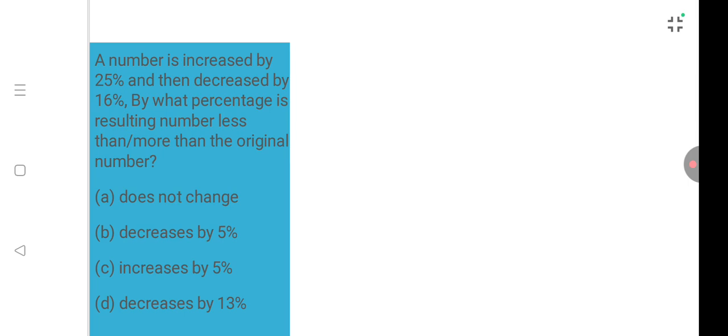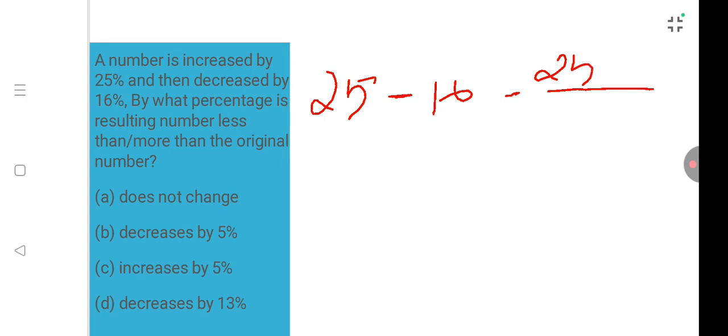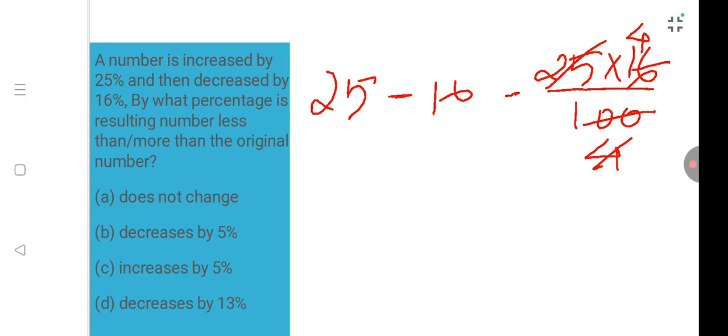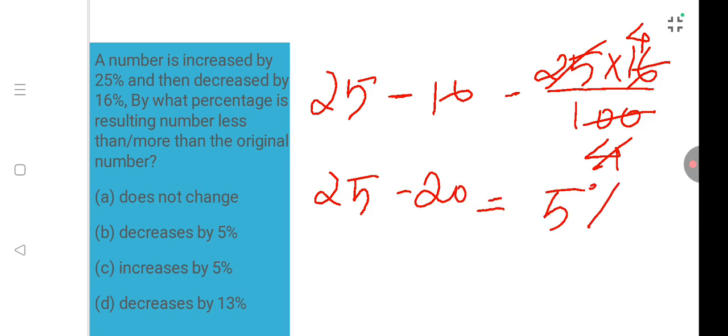So first the number is increased by 25 percentage. So plus 25, and then decreased by 16 percentage. So minus 16, plus into minus, minus 25 into 16 by 100. So 25 fours are 100, 4 fours are 16. So 25 minus 16 minus 4, it is minus 20. So 25 minus 20 equals 5 percentage. So it is plus 5 percentage. So at last the number is increased from the original number by 5 percentage. So answer is C. So thank you for watching.